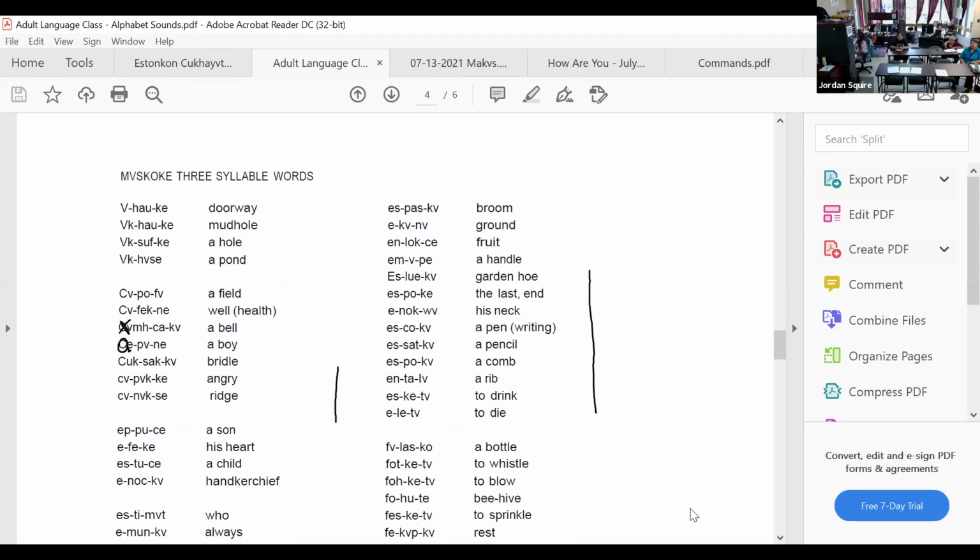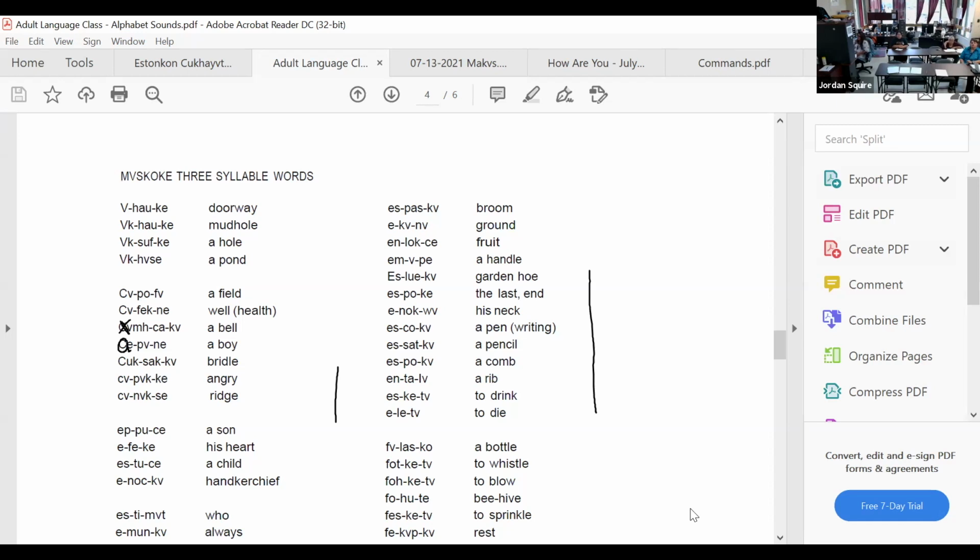Here's one. Garden hose. That's kind of hard because you don't see this in English. There's no word like this, especially that e, that li, u, e. That'll throw you off. Okay. The last or the end. Foggy. His neck.